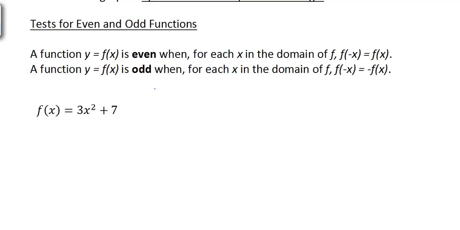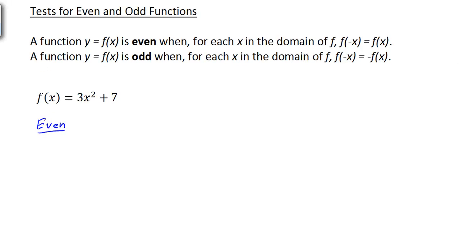So let's look at an example and go through these two different tests. If we have f of x equals 3x squared plus 7, we want to test to see, is this an even function? Well, the test for an even function says we want to substitute in negative x. So here we're going to have f of negative x. That says go to the function, and everywhere there's an x, we plug in a negative x. So we would have 3 times negative x squared plus 7.